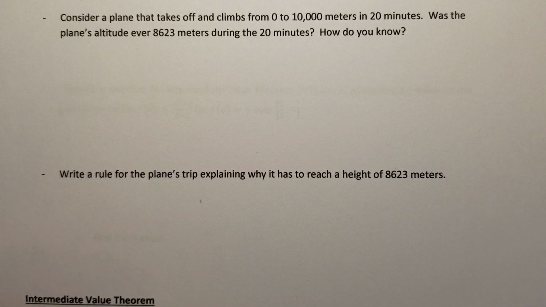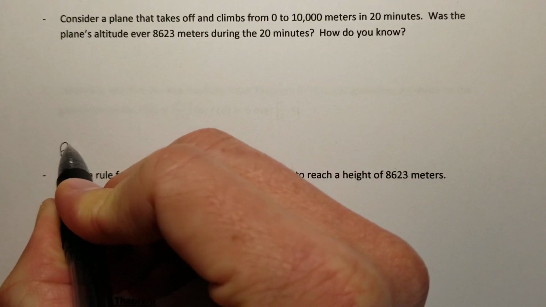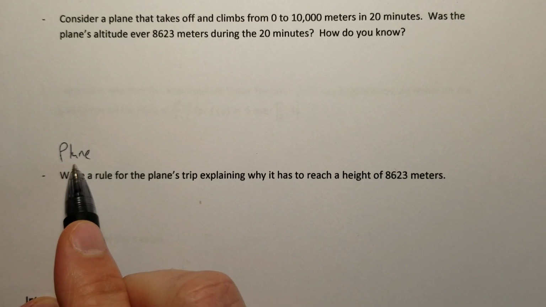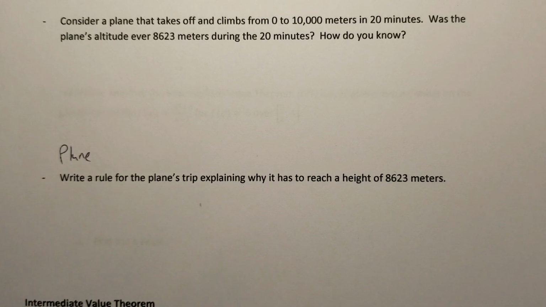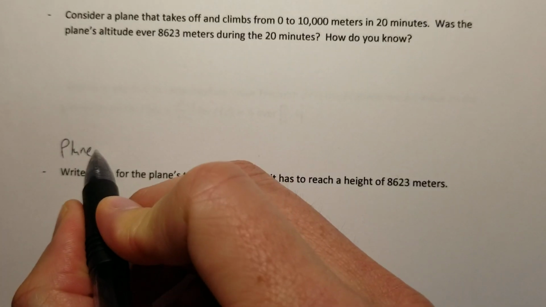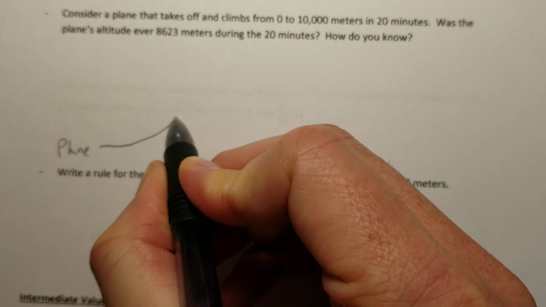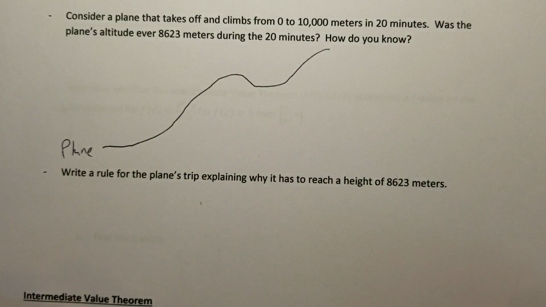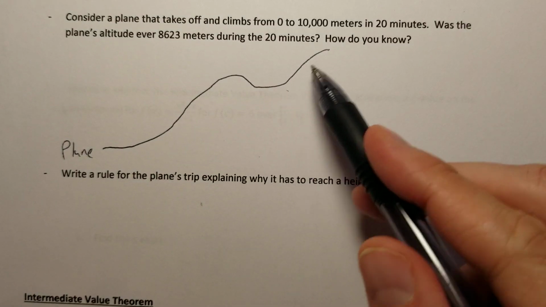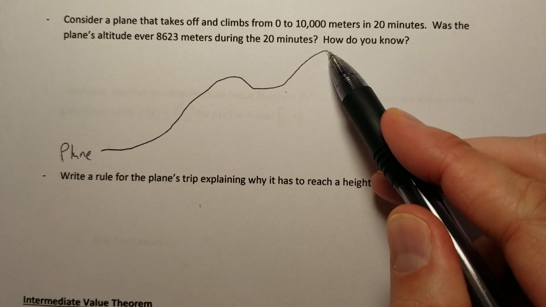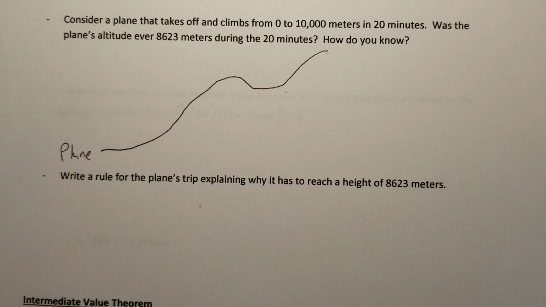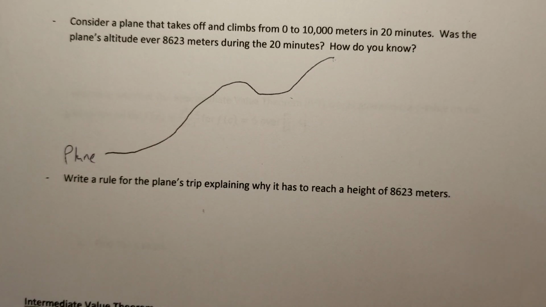We should hit 8,623 meters if I'm going from 0 to 10,000. So let's draw this out to give ourselves an illustration of why this will work. I'm going to draw a plane by writing the word plane. My plane in my trip is going to take off, and at some point along the way hit a little turbulence, maybe drop down in some altitude. Then out here is where I'm going to say 20 minutes and 10,000 meters occur. So there's my plane, there's the flight path.